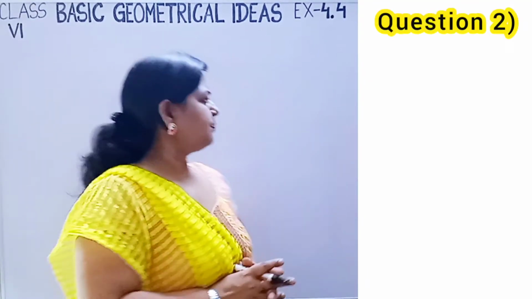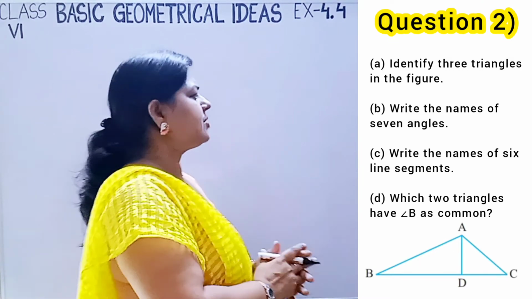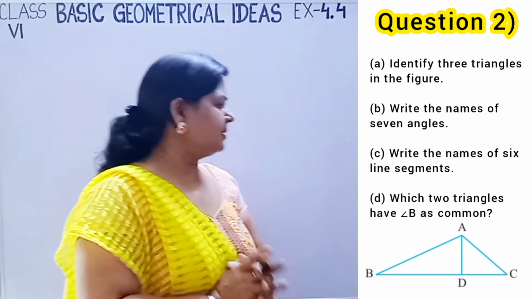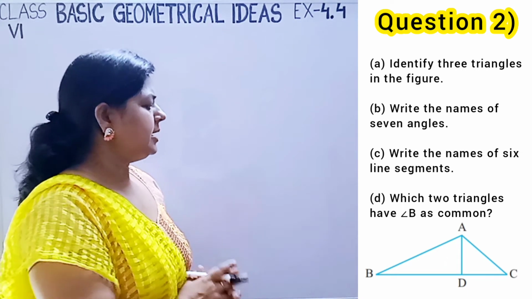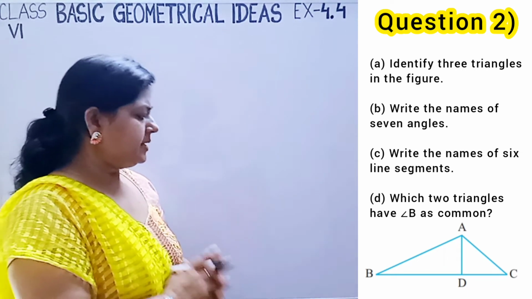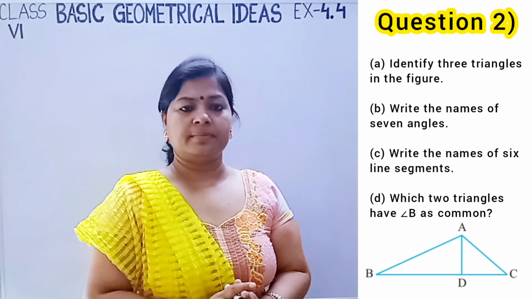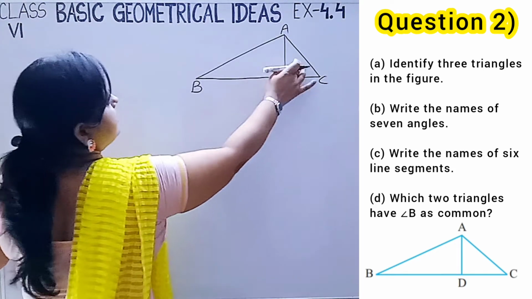Question number 2. A part. Identify 3 triangles in the figure. B part. Write the names of 7 angles. C part. Write the names of 6 line segments. D part. Which 2 triangles have angle B as common? In this question, this figure is already given.